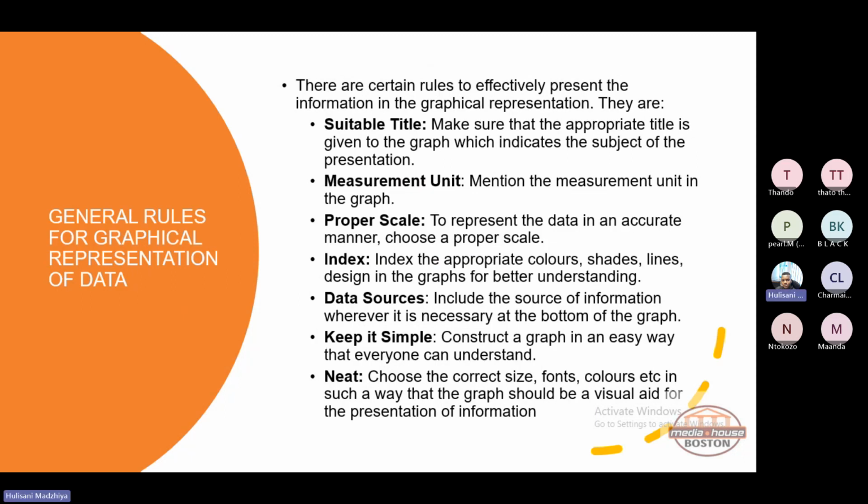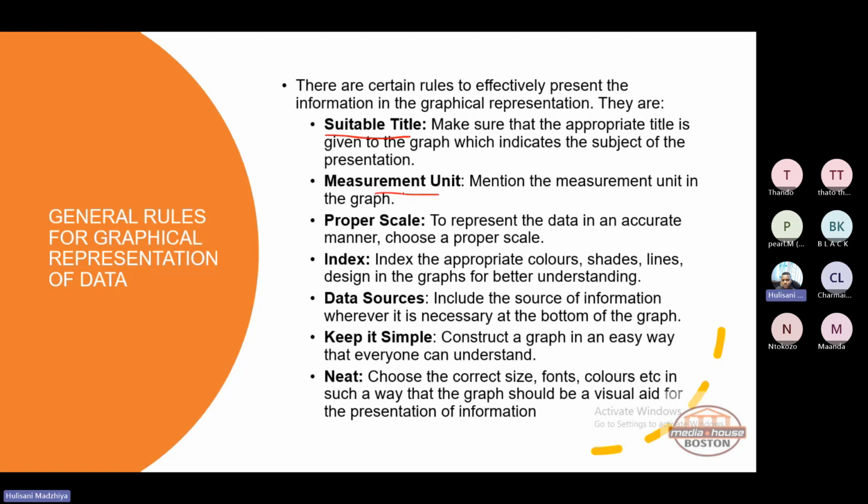And when you are representing your data, it is important that you have the following information within your graphical illustration or visualization. There are certain rules to effectively present the information in a graphical representation. Your data needs to have a suitable title. The title explains what the data that you have just presented in graphical format is actually talking about. So make sure that an appropriate title is given to the graph, which indicates the subject of the presentation. The following thing is the measurement.